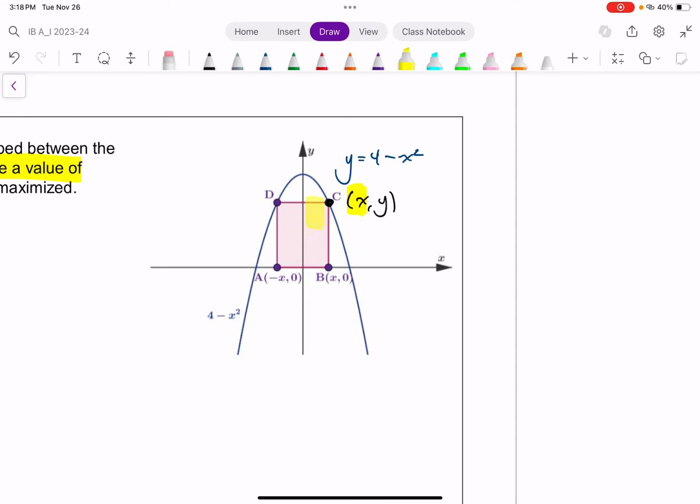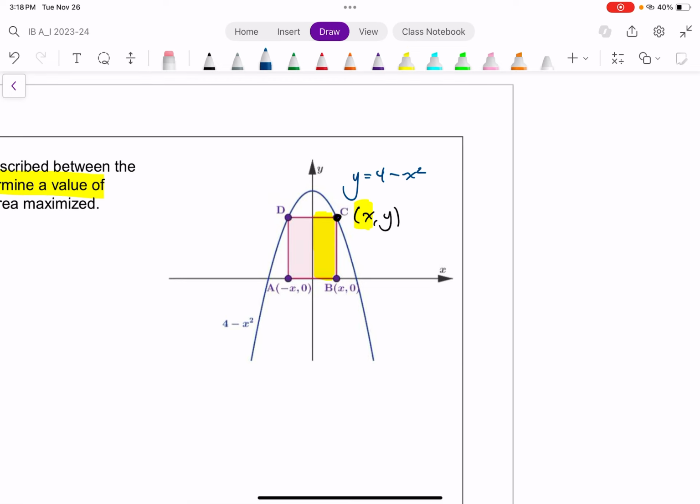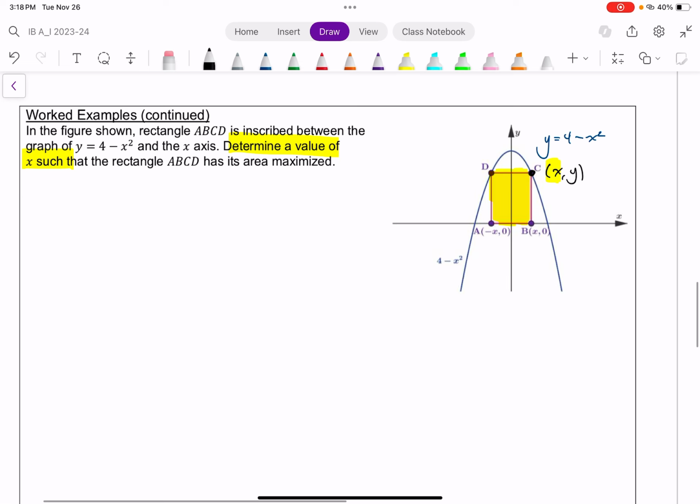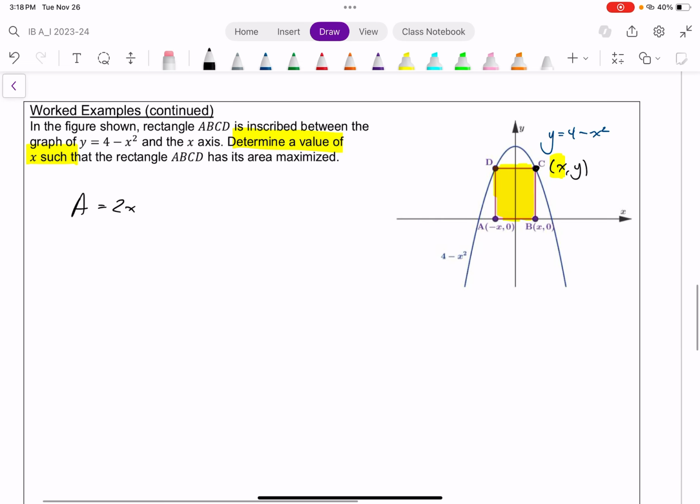So if I look at this little rectangle here, the area of that rectangle is going to be just the x coordinate times the y coordinate. And so the area of what you see highlighted is xy. So if I look at the area of the entire rectangle, it's 2xy. So the area is 2xy. All right, I want to maximize this.